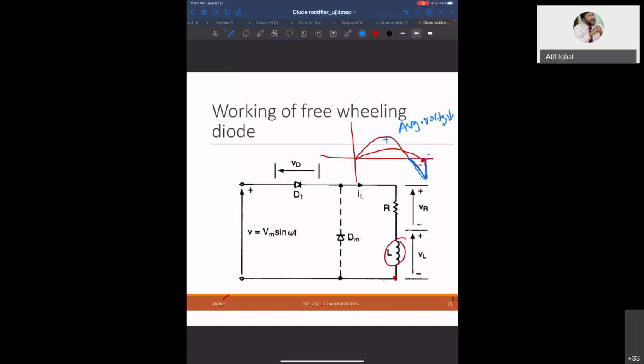So if we don't want this negative voltage, what you do is you just connect a freewheeling diode here. So as soon as the source voltage goes negative, that means this becomes negative and this becomes positive, the diode turns on.